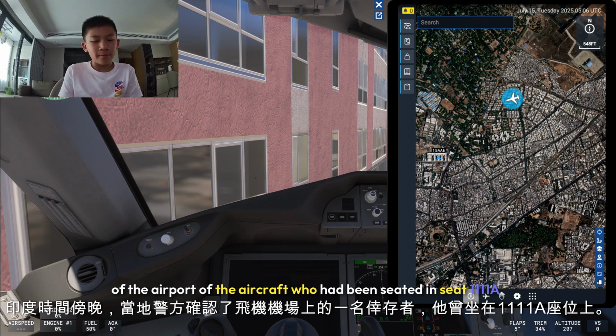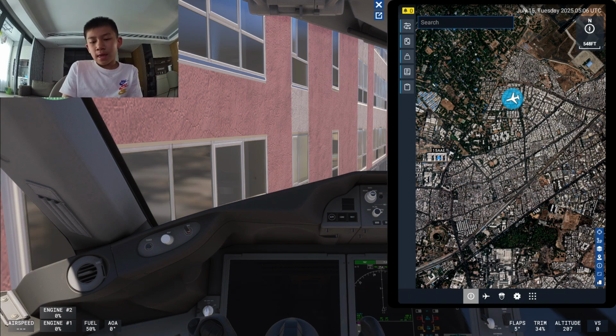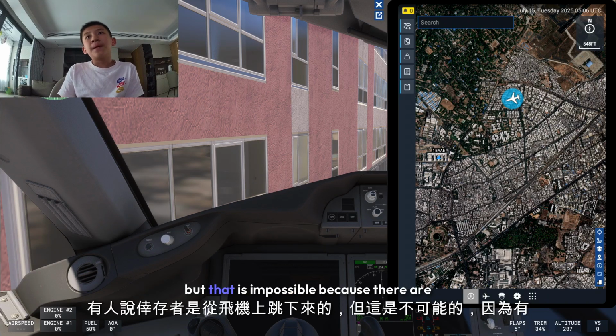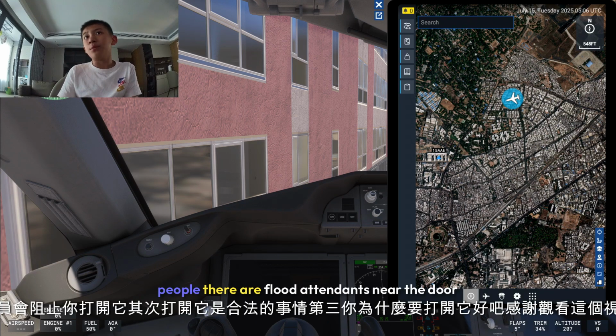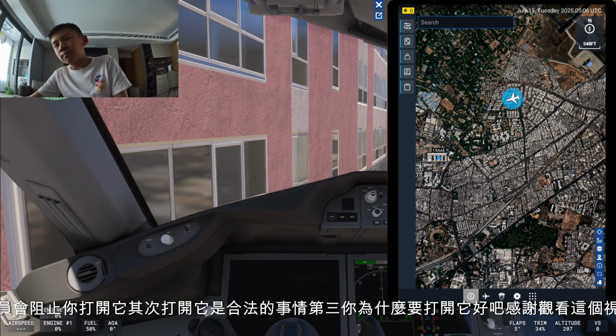So that survivor is very lucky. Some people say that that survivor jumped off the aircraft, but that is impossible because there are flight attendants near the door that will prevent you from opening it. Second of all, opening it is a legal thing. Third of all, why would you open it?